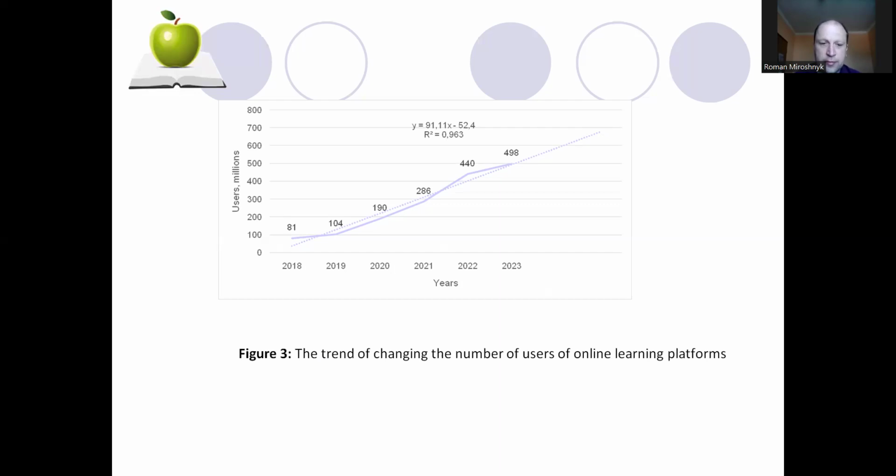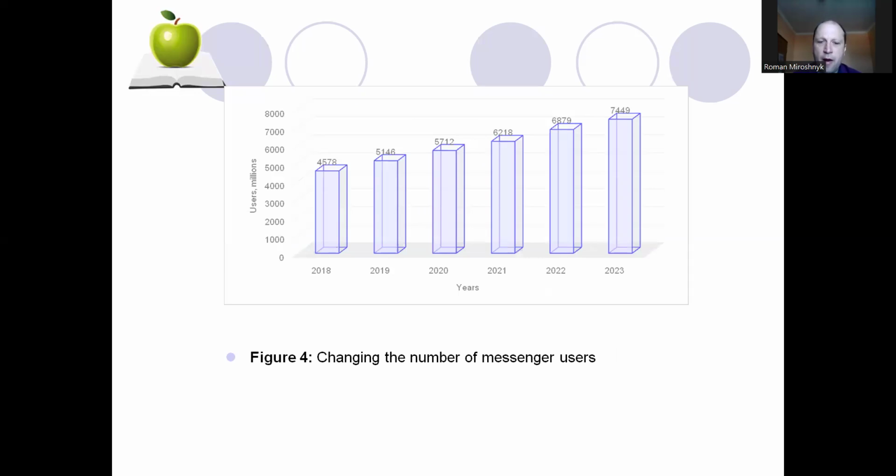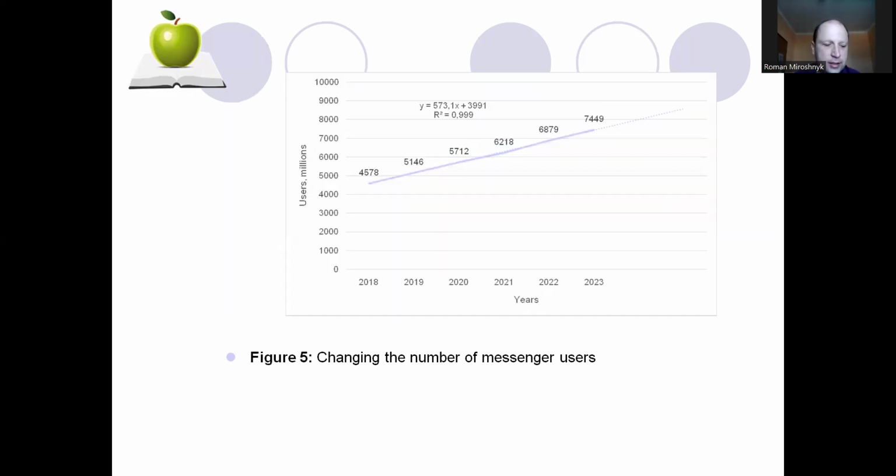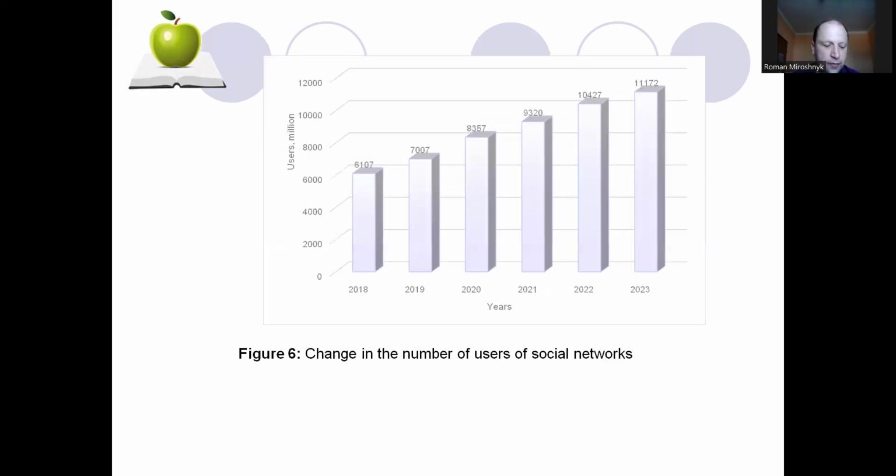676 million users. In figure 4, you can see changes in the number of messenger users in the world during the period, and in figure 5, you can see changes in the number of messenger users. The forecast value of the number of messenger users in 2024 and 2025 will be 8,000 and 8,576 million users respectively.